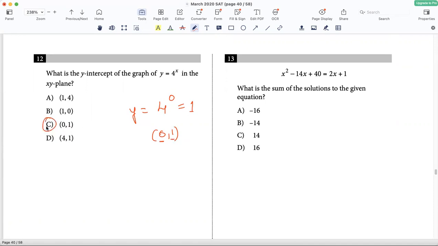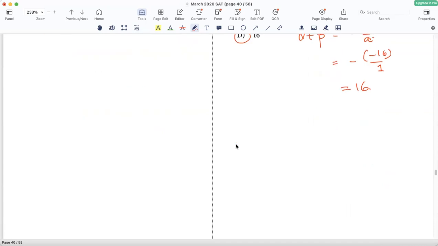What is the sum of the solutions to the equation given here? So let's bring everything to the left-hand side. x squared minus 14x minus 2x minus 16x plus 40 minus 1 plus 39 is 0. So if the solutions are alpha and beta, then alpha plus beta, the sum, is minus b by a. So that's the negative of negative 16 by 1. So that's plus 16. So the sum of the solutions is plus 16.